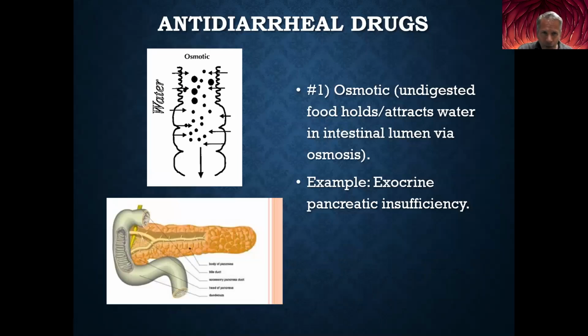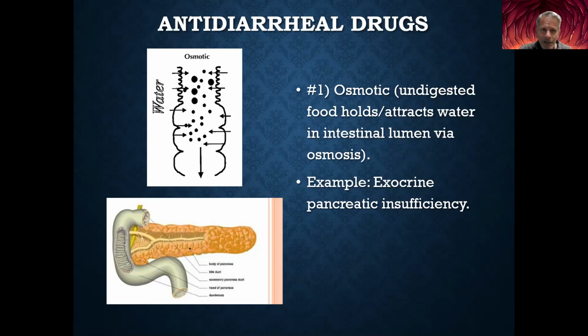osmotic diarrhea. We learned about osmosis when we talked about diabetes, where the glucose in the nephron has an osmotic effect on water. The glucose in the urine attracts water to it, and that's one reason why patients with diabetes mellitus make so much urine. It's osmosis. Well, when there are certain particles in the intestines, they draw water to them.